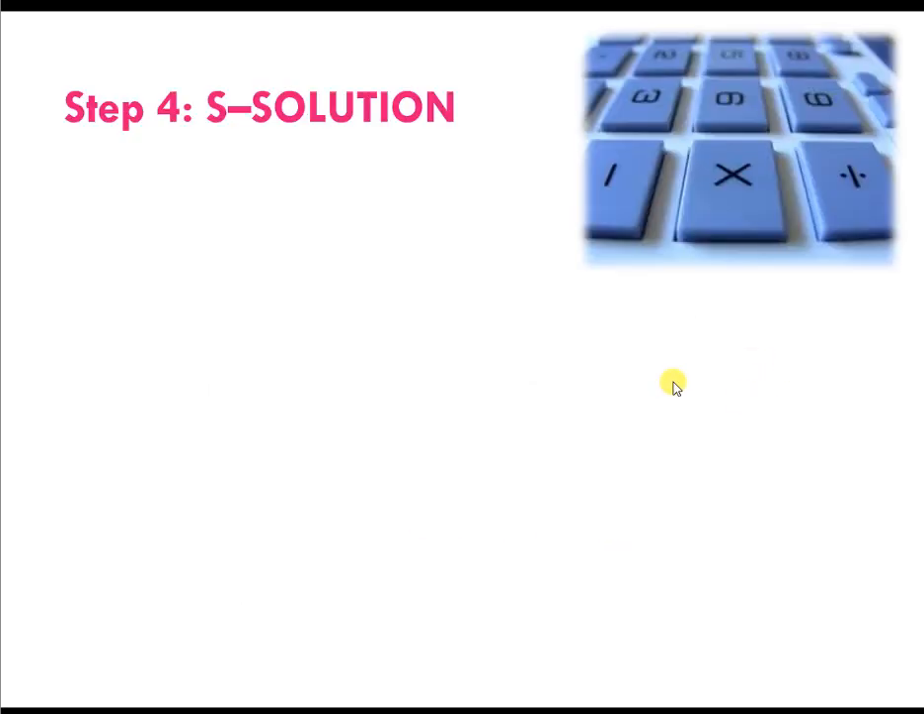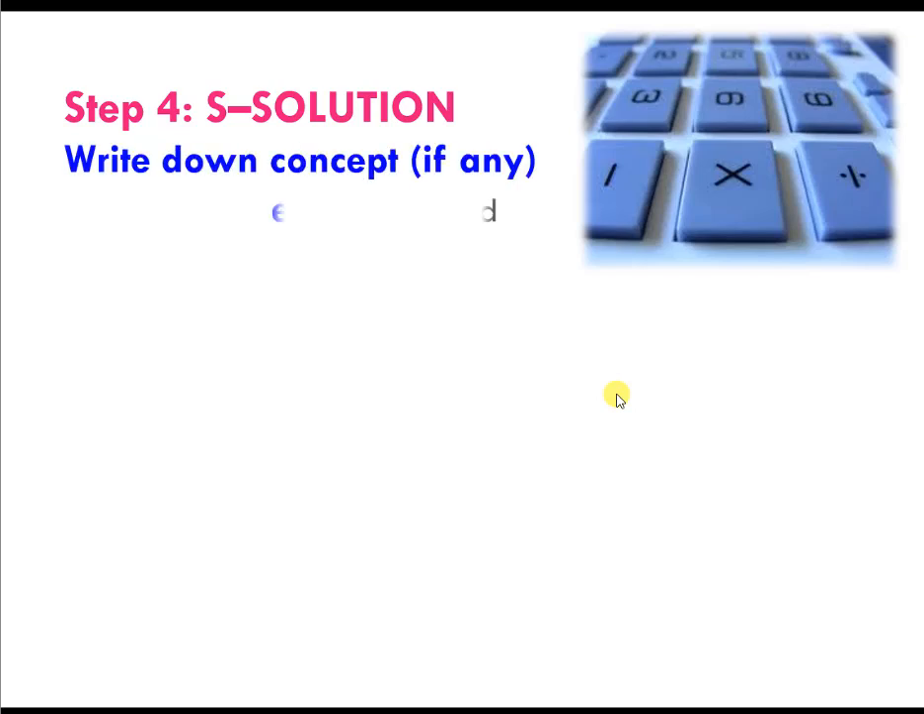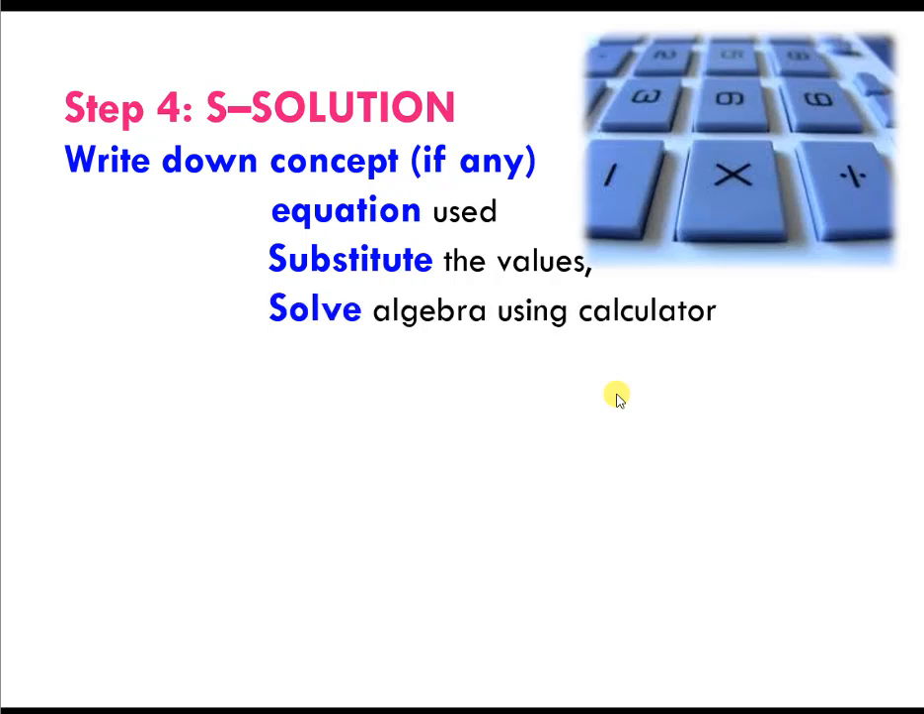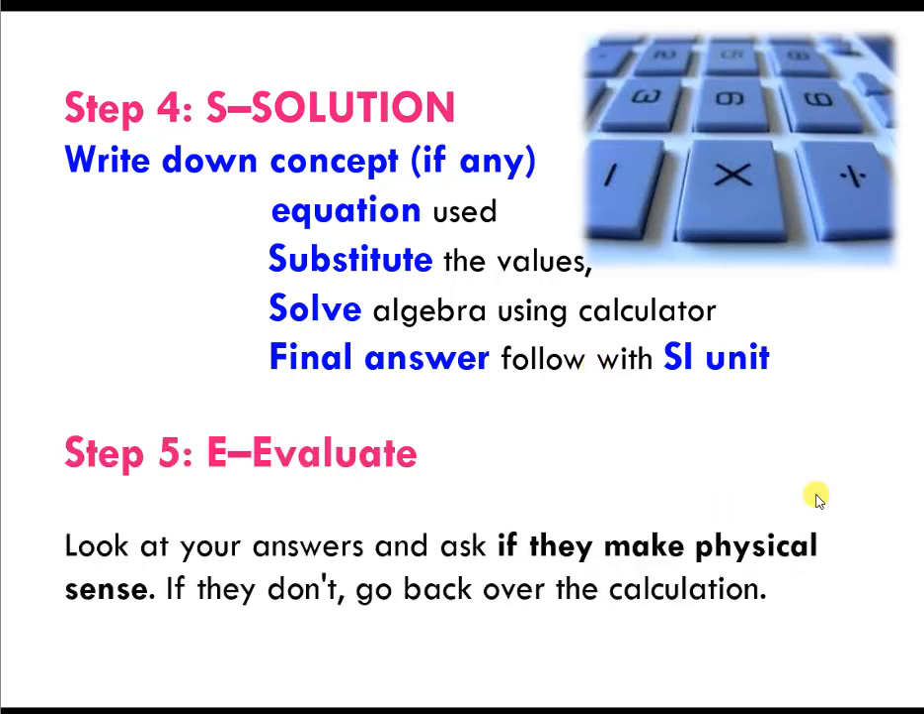Step 4 is S, stands for solutions. So we are going to write down the concept, if any, and also the equations we use from the list of formulas, and then we are going to substitute the values into the formula. Solve the algebra, do the calculation using our scientific calculator, then we write the final answer, followed with the correct SI unit. The last step is E, evaluate. Check whether your answer makes physical sense and make sure the unit is correct.